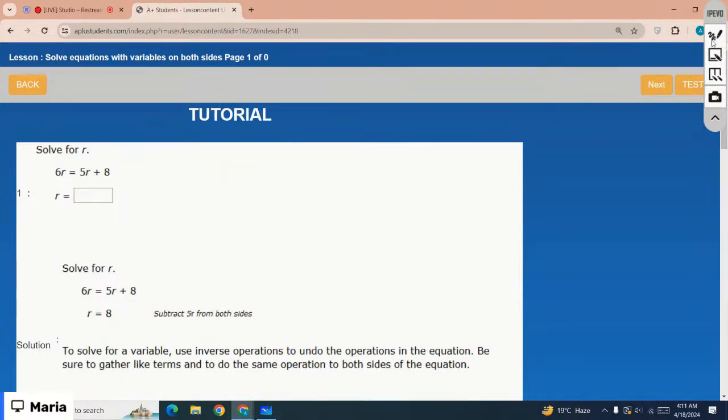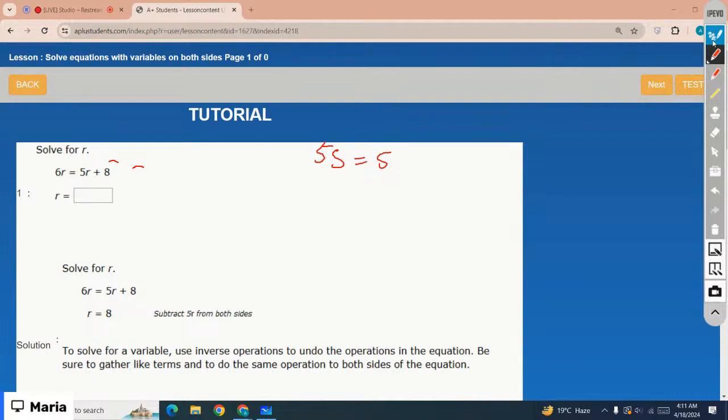So you have 6r equals 5r plus 8. You have to solve this question for r, right? So isolate the variable r, move 5r to the other side. So 6r minus 5r equals 8. So r equals 8, right?